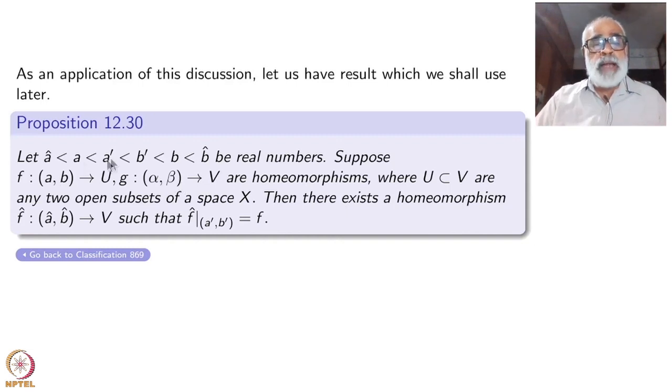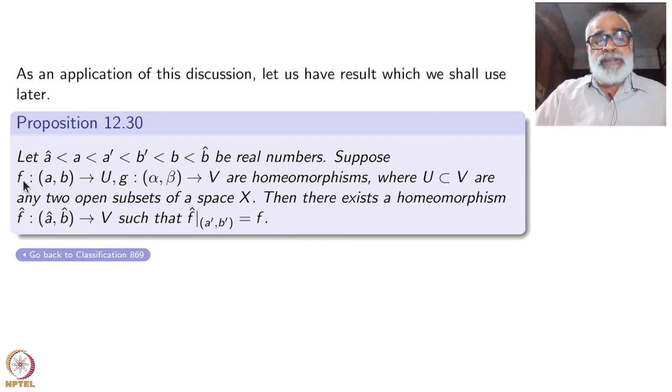But these are coming from here. Now what is the statement? Then there exists a homeomorphism from (A hat, B hat), call it F hat, which will cover the entire V, and restricted to (A prime, B prime), it is F.